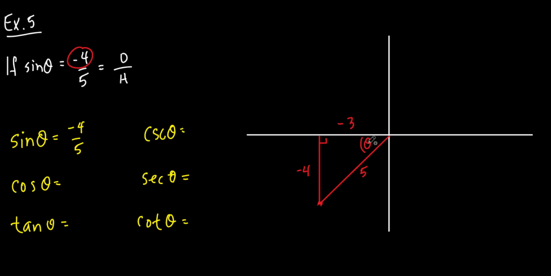All right, what's the cosine of this angle then? It's the adjacent over the hypotenuse. So it's going to be what?